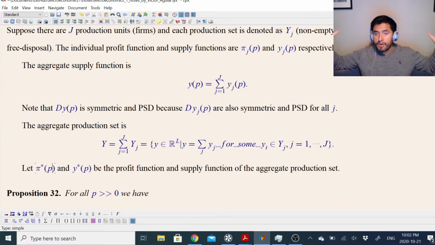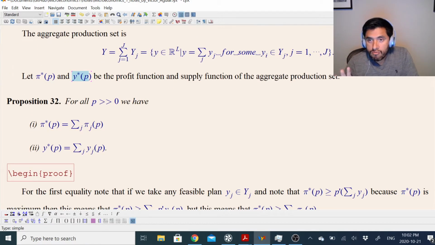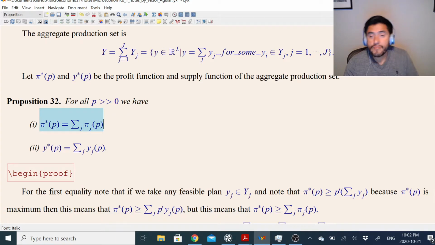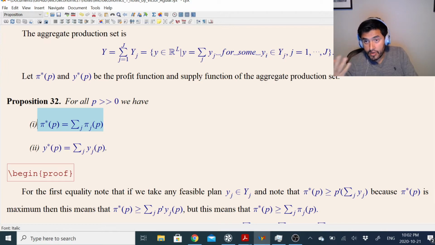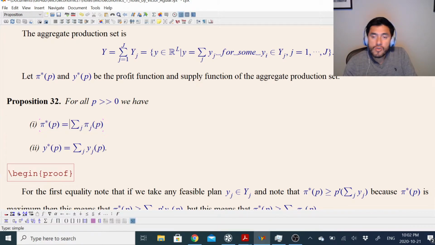In this imaginary problem where I am using the whole collection of firms and then merge them into a single firm, centralized problem, I obtain the supply y star. So now notice the following result, which seems deceptively simple. It tells you that for all positive prices, we have the following equivalence. On the left-hand side, the profits in the centralized problem are equal to the summation of the decentralized profit functions.